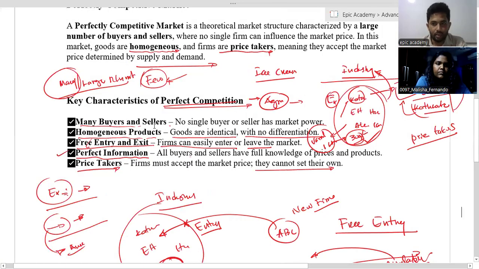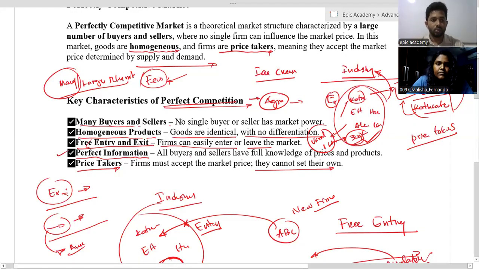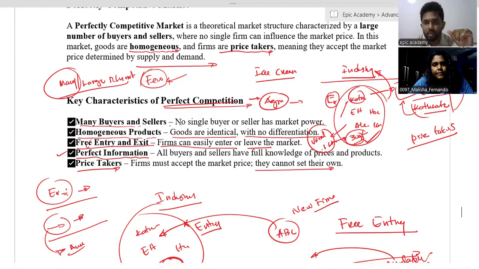Many buyers and sellers are there. They are producing goods and services, which is well known as homogeneous production. We call it homogeneous because goods are identical. And there are also free entry and free exit, because there are no entry barriers and exit barriers for the perfect competitive market structure. That is why we get a large number of buyers and sellers.